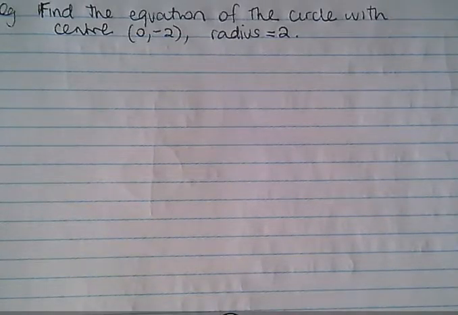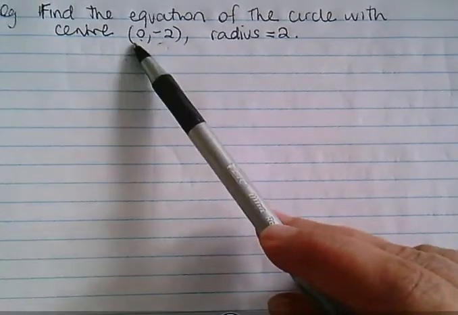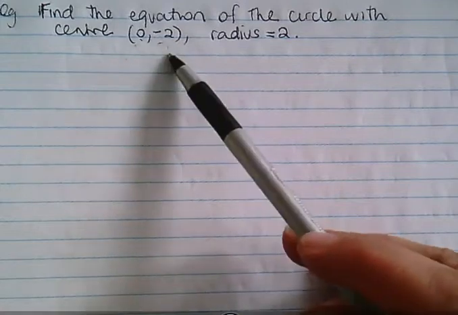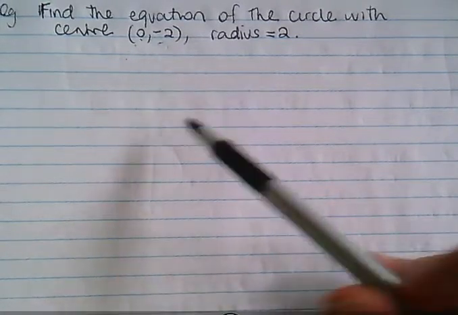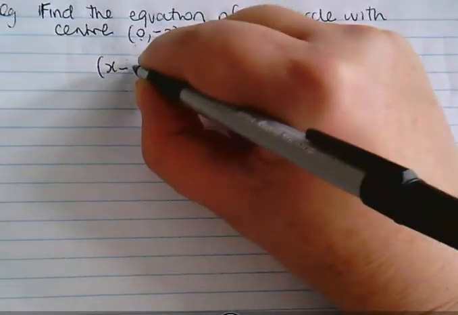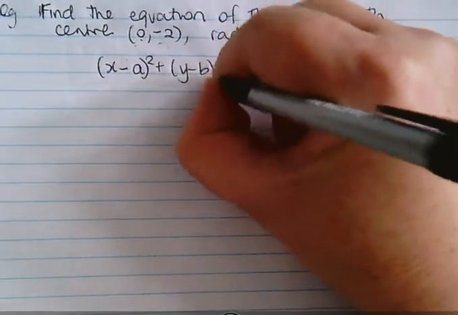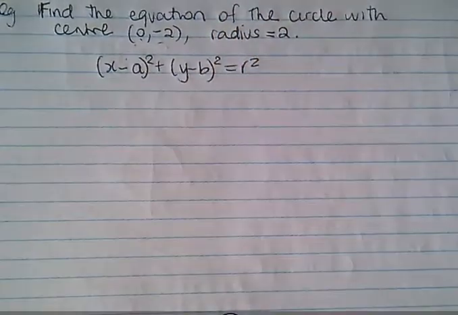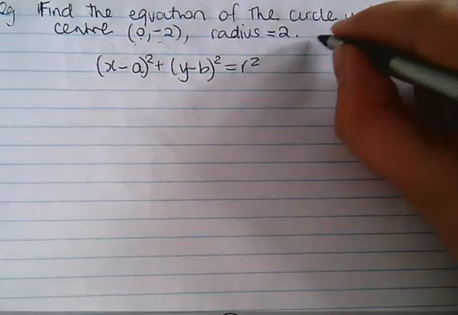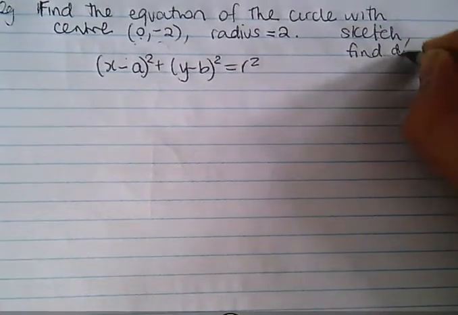When you've got x minus a squared plus y minus b squared, you can shift sideways and up or down. This one, where do you think it's just been shifted? The circle, instead of being 0, 0, is 0, -2. It's just a downshift, but that's okay, because we know the general form is x minus a squared plus y minus b squared equals r squared. So what's going to be the equation of this? And then we're going to sketch it, and then we're going to find the domain and range, okay?